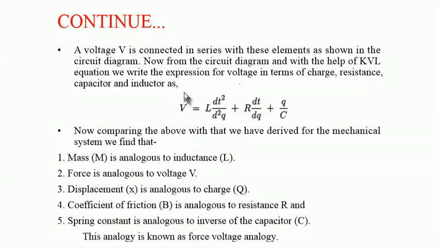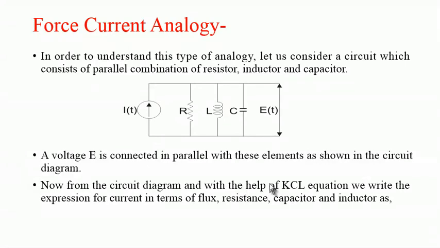So V is replaced with F, which is replaced with P. Okay, M is replaced with L, B is replaced with R, and K is replaced with 1 by C. So this is the force voltage analogy. Next one is the force current analogy.